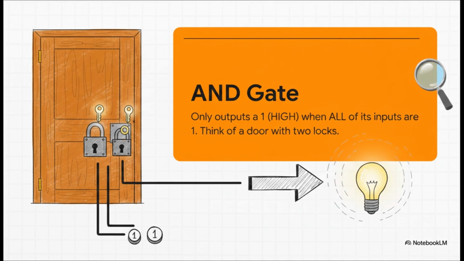Let's meet our first one. This is the AND gate, and it's a real stickler for the rules. The best way to think about it is like a high-security door with two different locks. If you want to get that door open, which means getting an output of 1, you have to unlock the first lock, and you have to unlock the second lock. One or the other? Nope, not good enough.